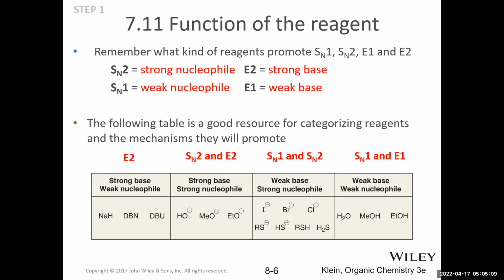So is it primary, secondary, or tertiary? That will affect whether or not SN2 or E2 is major. For now, just knowing the function of the reagent will at least help us narrow it down. So if we're using something that's considered a strong base and a strong nucleophile, just note that it could potentially promote SN2 and E2. And we would have to further analyze the structure of the alkyl halide to know which one of those two would be the major product versus the minor product.